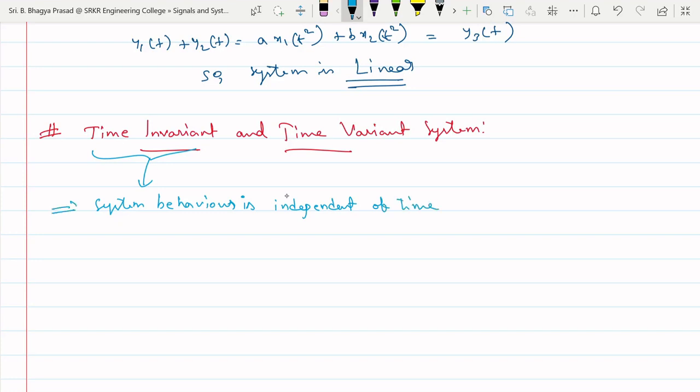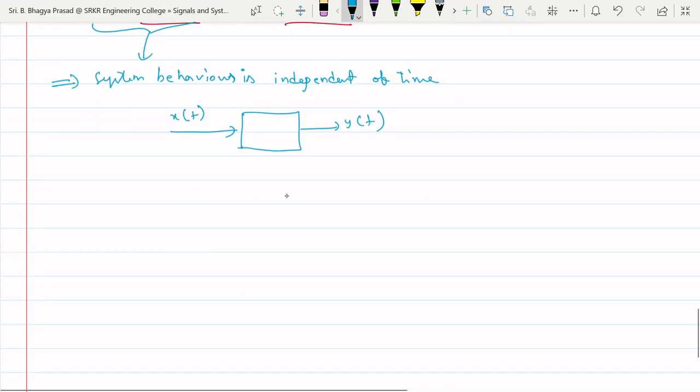Okay, this is the property of the time invariant system: it is time independent. Let us check that. Consider a system like this. I am giving an input x of t and getting an output y of t.